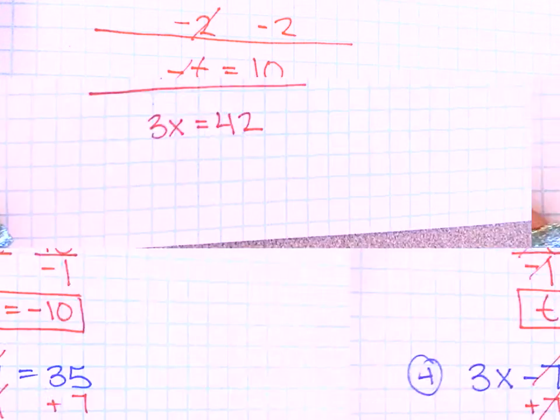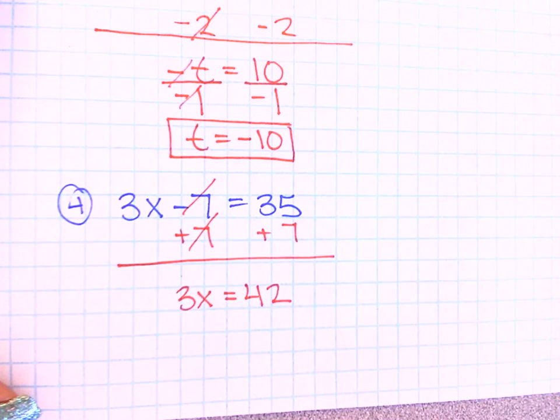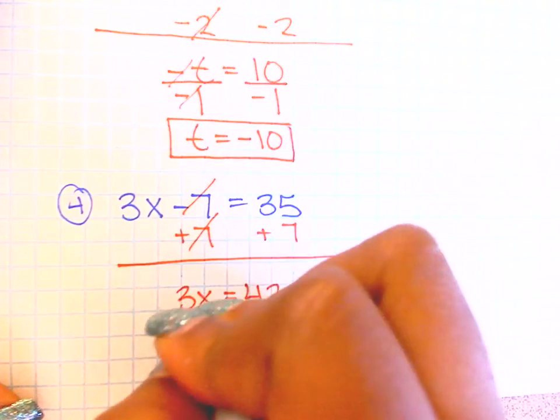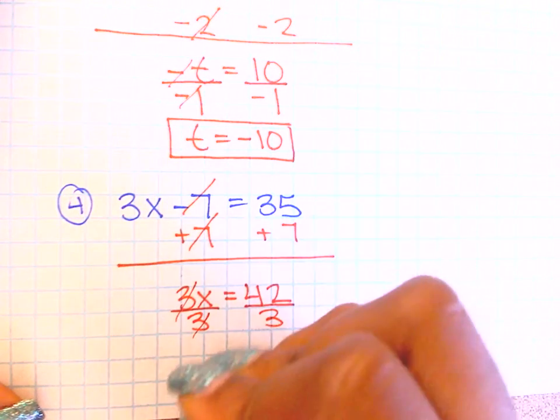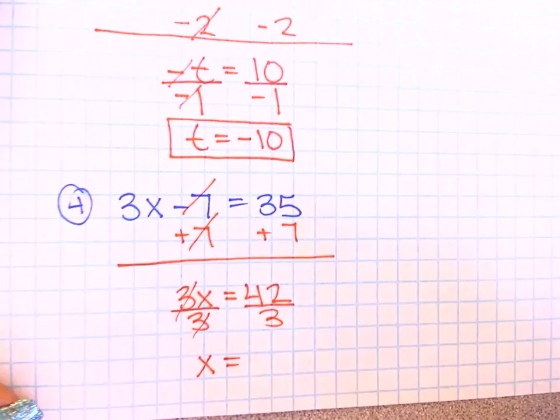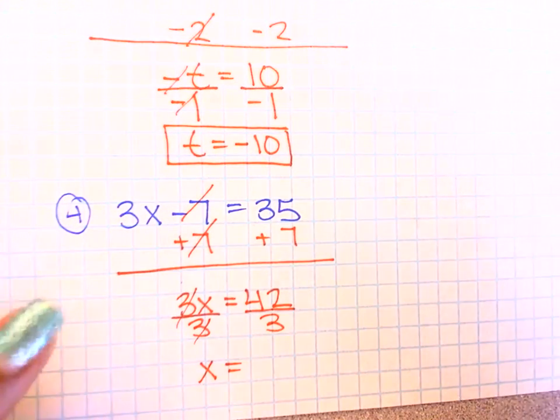So now I have to get x by itself. So I have to do the opposite. I have to divide by 3 on both sides. 3's cancel. X equals 42 divided by 3, 14.